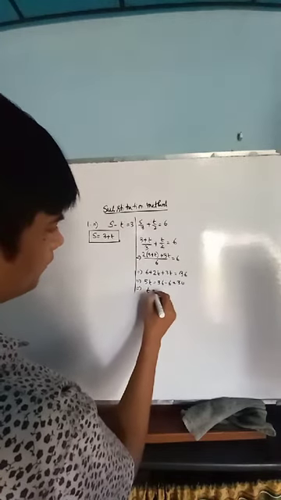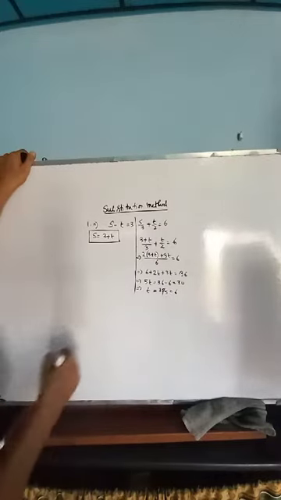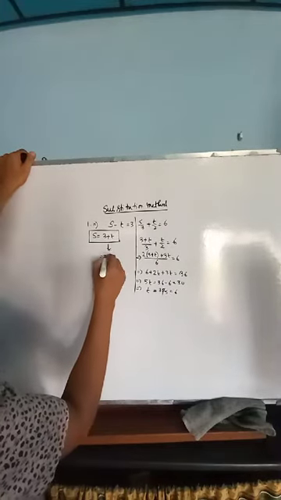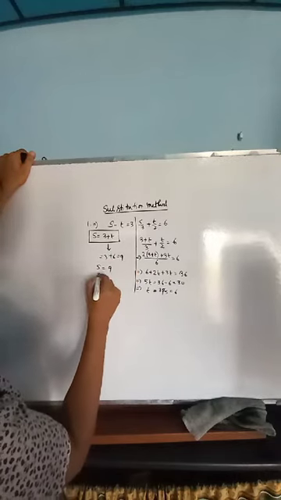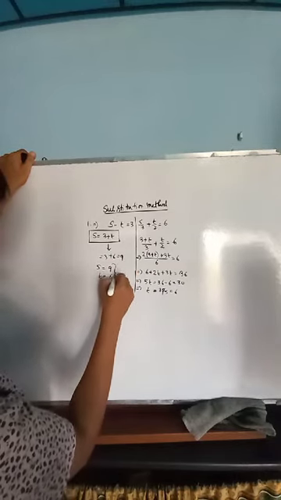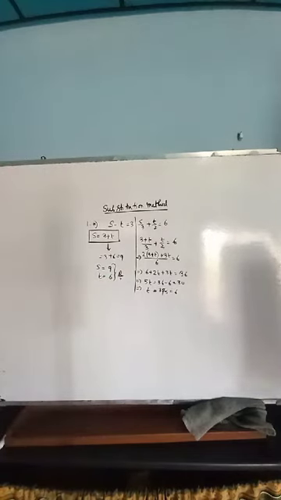So t value is what? 30 by 5, that is 6. So if you put the values here, 3 plus 6, that is 9. So the answer: s value is 9 and t value is 6. So in this way you can solve the math from this exercise.